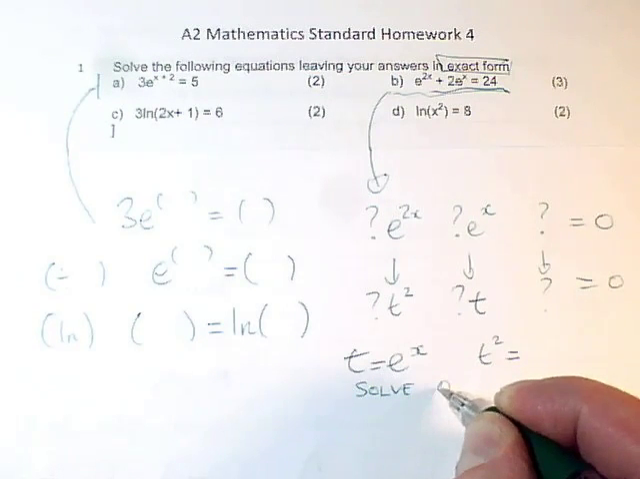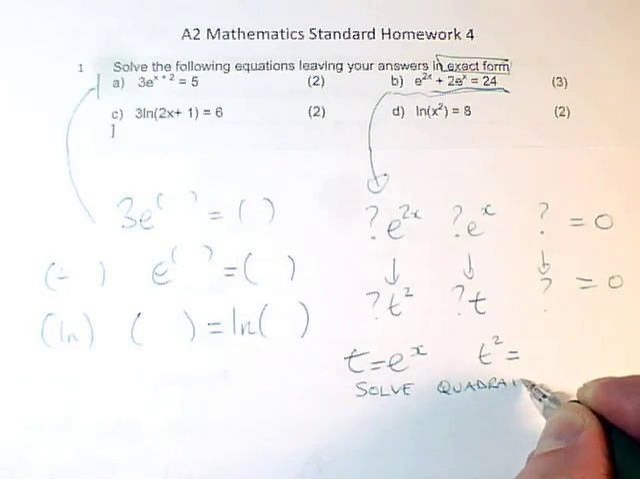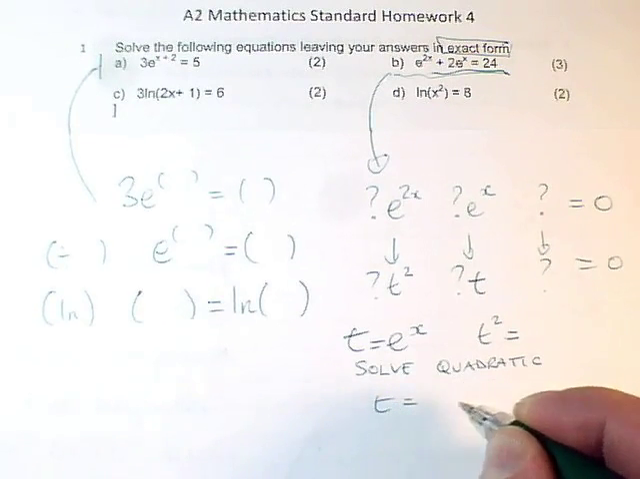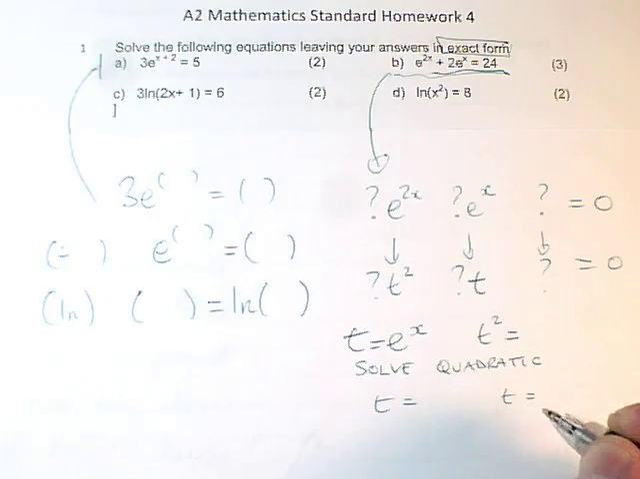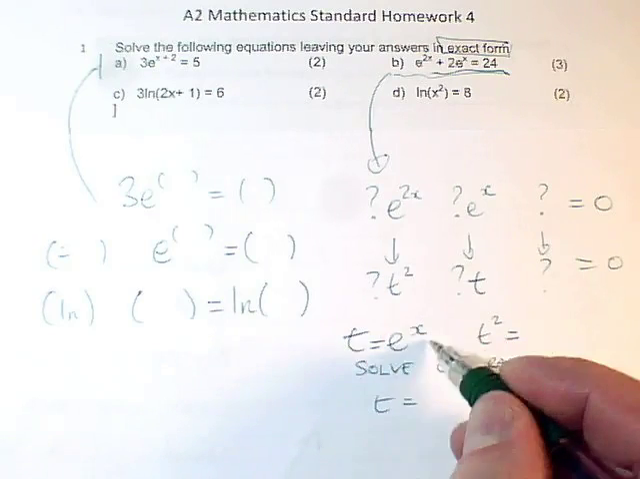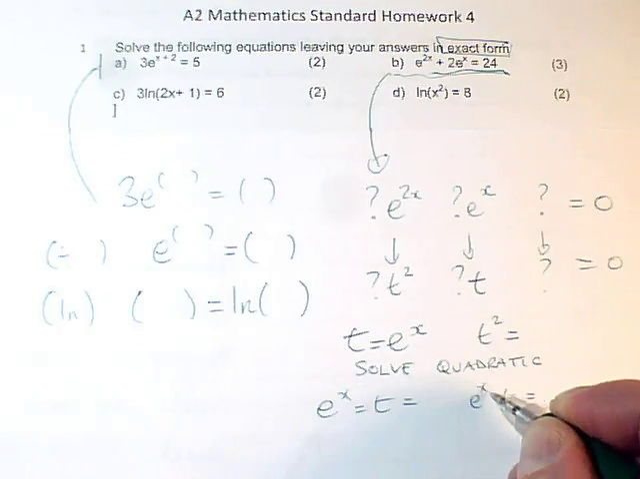Now you can do that by factorizing. You can use your calculator if you know how to. Make sure you get it right, whatever you do. You're going to get two answers for t, because it's a quadratic equation. It has potentially two answers. And then, of course, you can use the fact that t was e to the x. So e to the x could equal your first t value, or e to the x could equal your second t value.